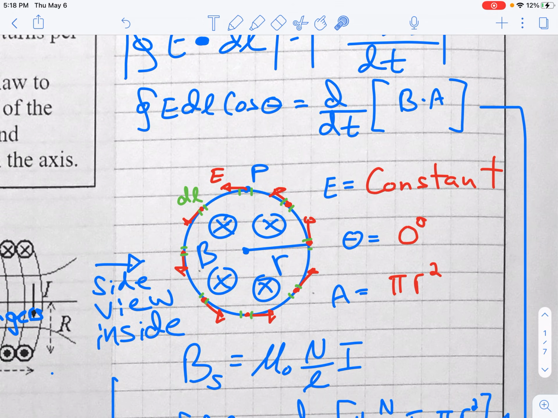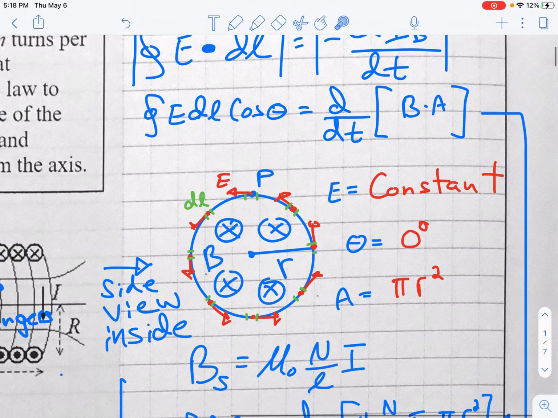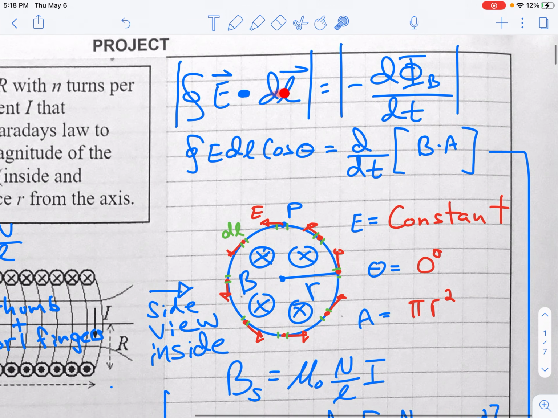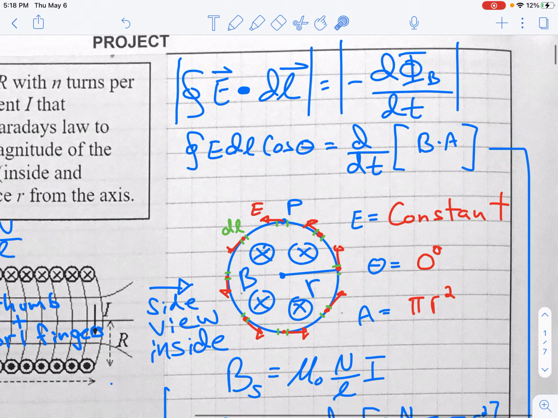From the equation sheet, mu naught little n times I is the magnetic field for a solenoid. You can also get that from Ampere's law. And of course, up here we had the middle and right side of Faraday's law. We're only thinking about magnitudes here, the magnitude of the electric field. The magnetic flux through this circle is the magnetic field times the area, pi r squared.